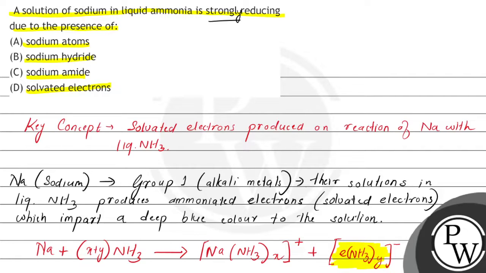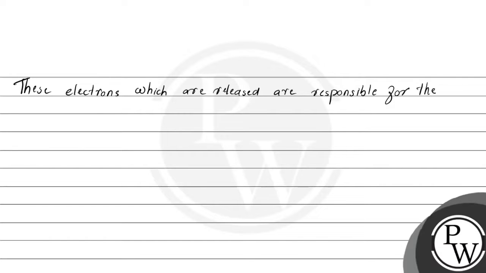And these electrons which are produced, क्योंकि इस process में ये electrons release हुए हैं, these electrons which are released are responsible for the strongly reducing nature of these solutions.